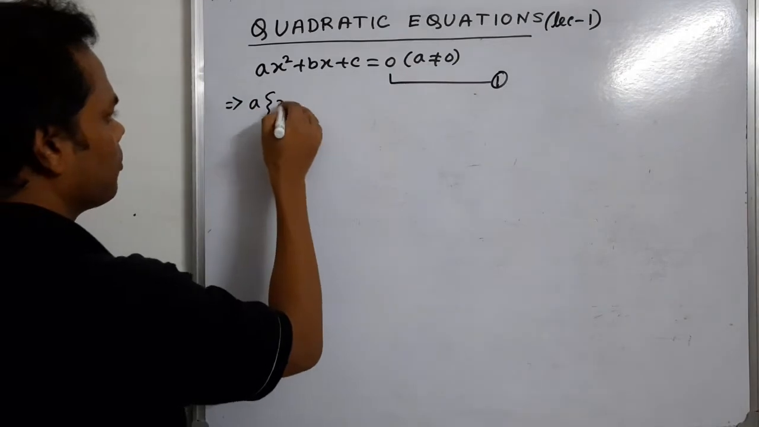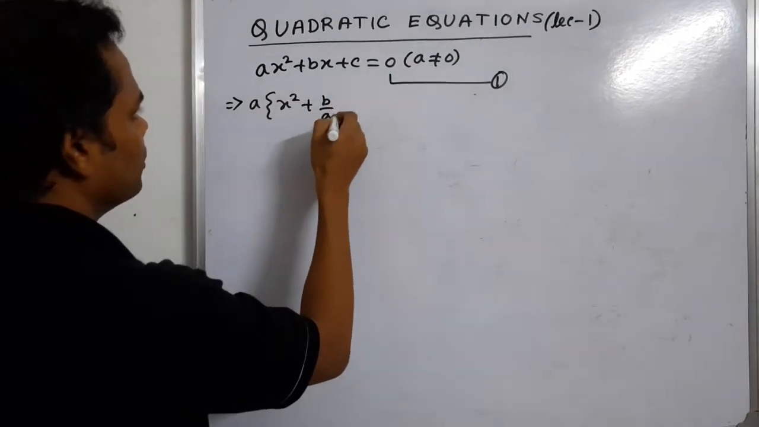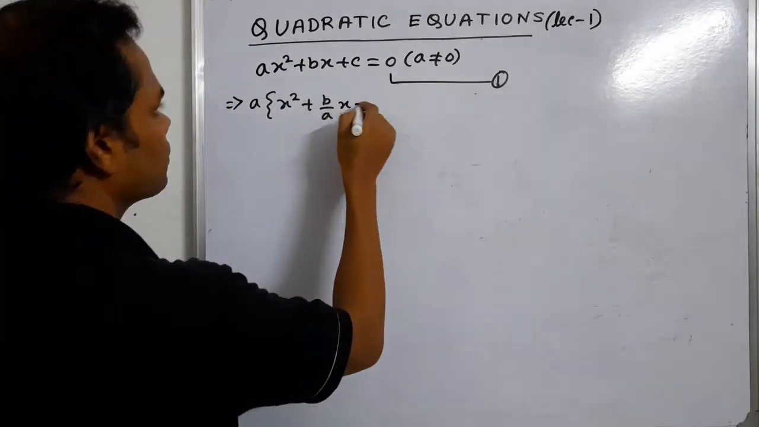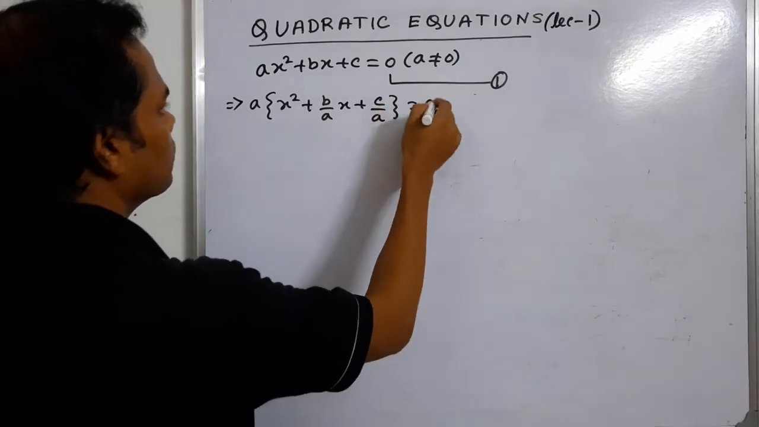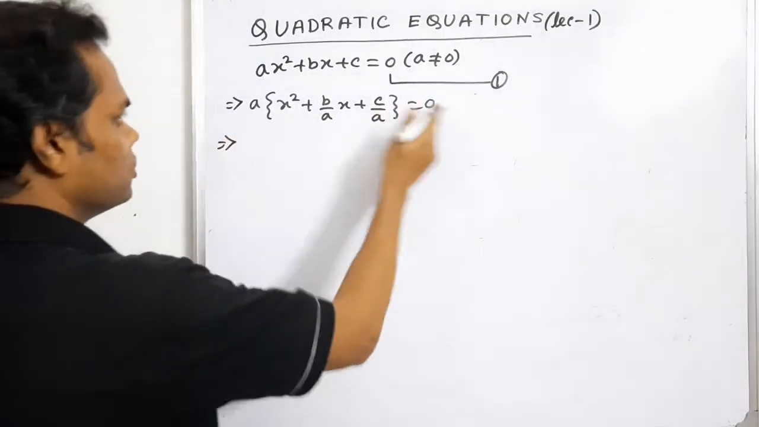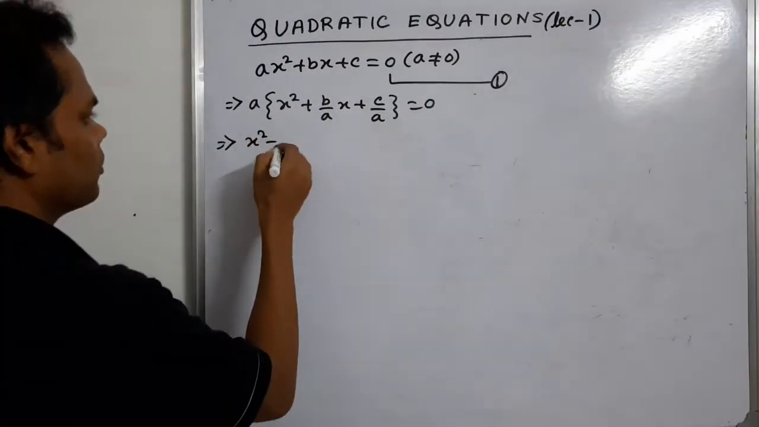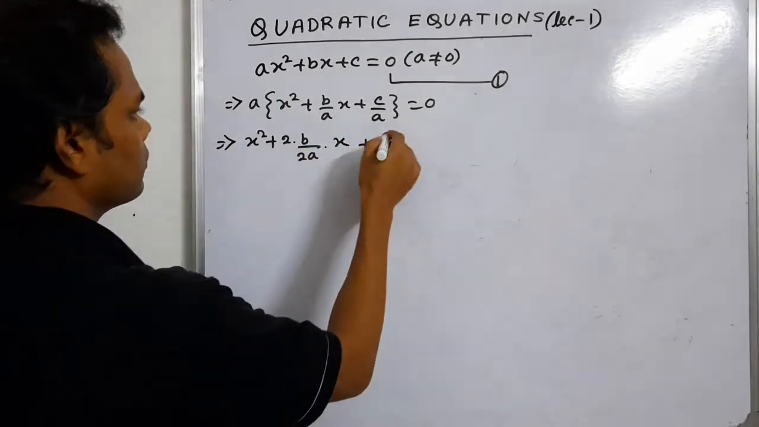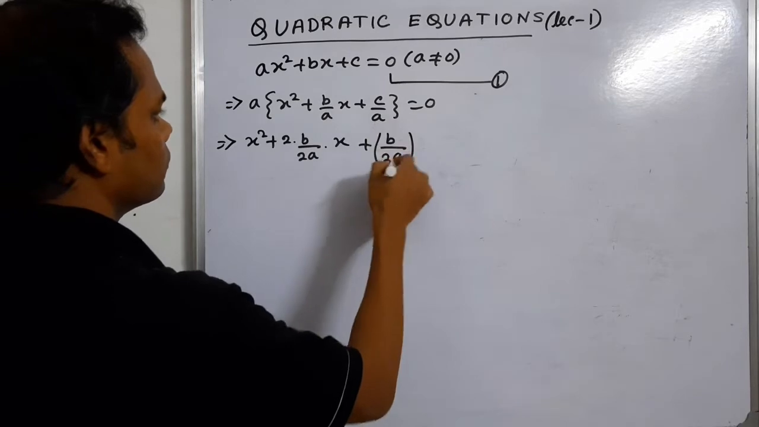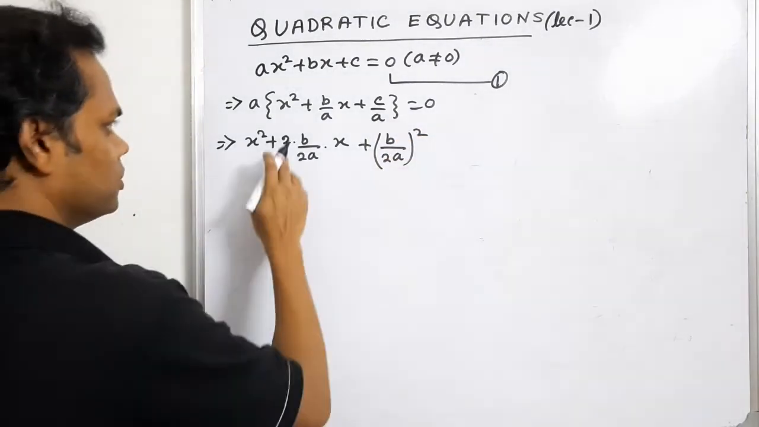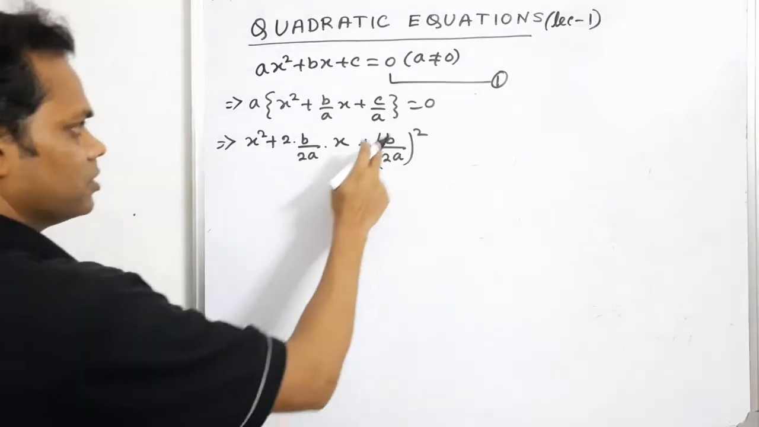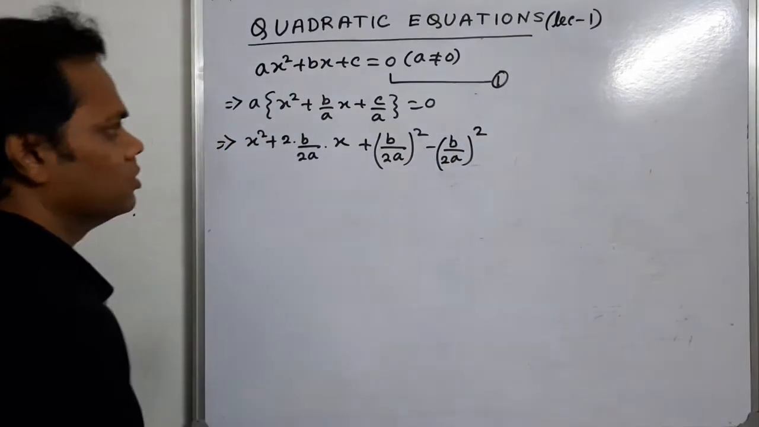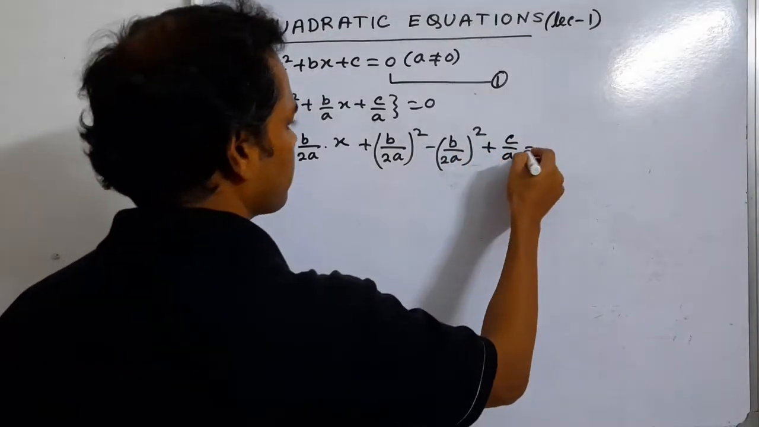We take a common from the equation, so within the bracket it is x square plus b by a into x plus c by a equal to 0. Since a is not equal to 0, 0 by a equals 0. On the next line, we have to make it a perfect square. So here 2 into b by 2a, to make it a perfect square, b by 2a whole square. For adjustment we have to subtract b by 2a whole square, plus c by a equal to 0.